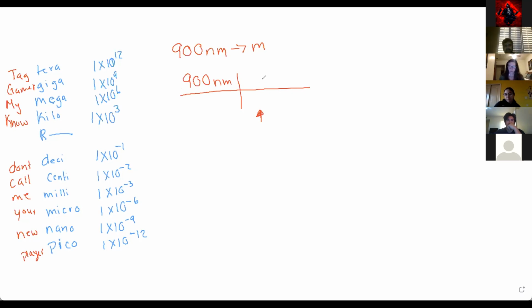Meter on top and then nanometer on the bottom. Yes, exactly. Meter on top and nanometer on the bottom. So the way to distinguish the difference between these two, like whether I put the conversion factor or 1, is I like to think about it as, say we were working, well, we're working with these guys. So 1 nanometer equals 1 times 10 to the negative 9 meters.